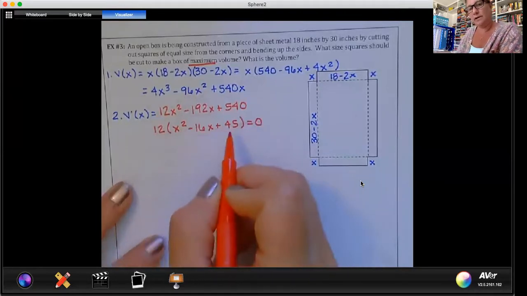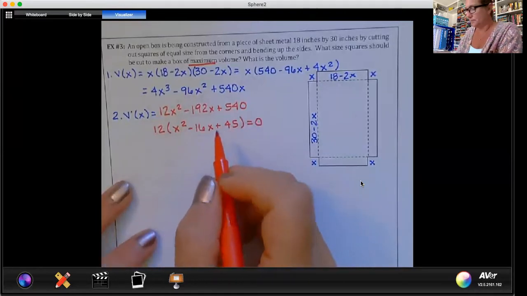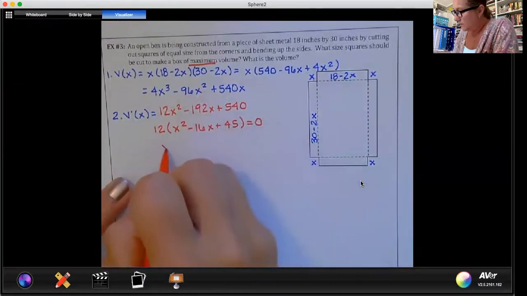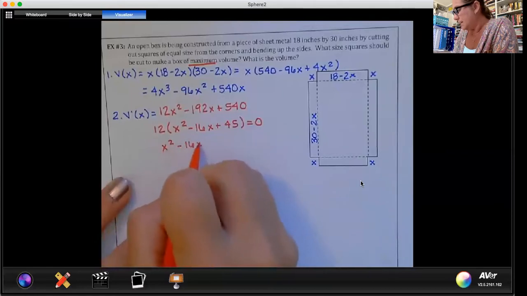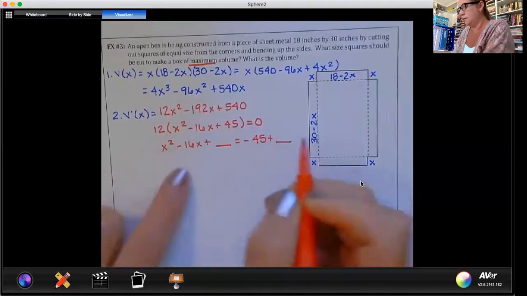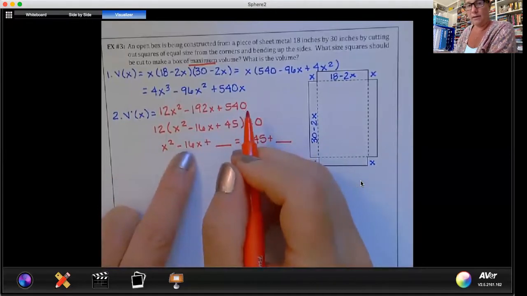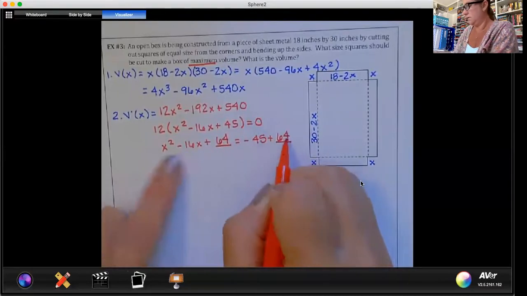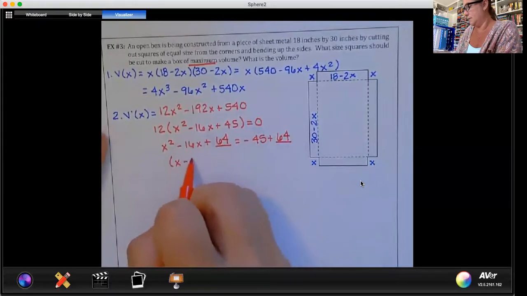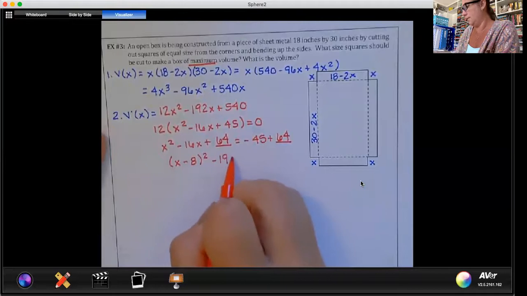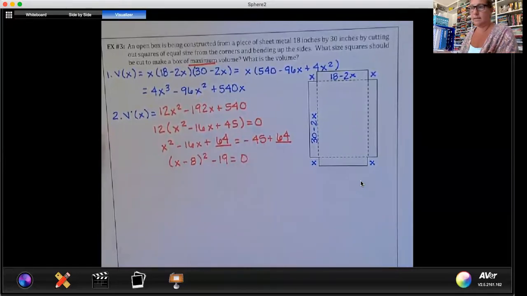And because that's not factorable, we're going to complete the square. So we're going to get rid of that 12 by division. 0 divided by 12 is 0. So we have x squared minus 16x plus blank equals negative 45 plus blank. Middle number, 16 divided by 2, 8 squared. 8 squared is 64. And factor as a set of parentheses squared. And this is 19, which you can go ahead and bring over to set it equal to 0. And what that's going to allow us to do is solve for x.